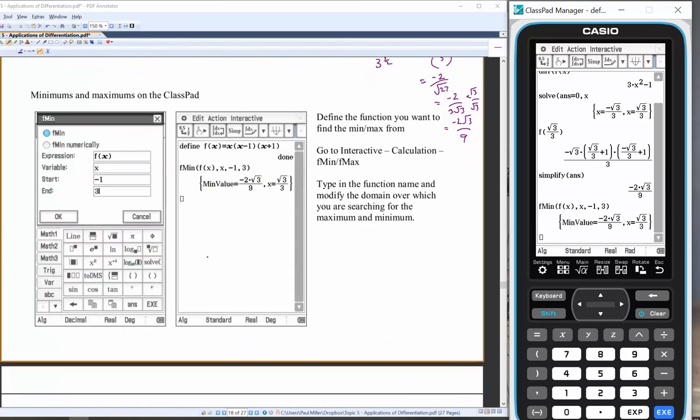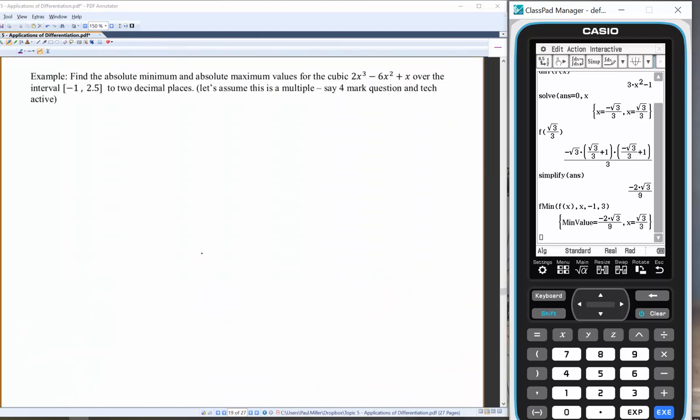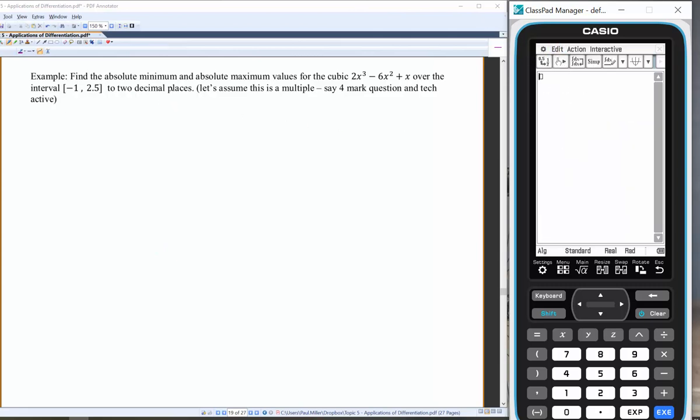All right, here we go. We've got another problem here. Find the absolute minimum and absolute maximum for the cubic over this domain to 2 decimal places. Okay, let's assume this is a multiple, say 4-mark question and tech active. All right, that's great news.